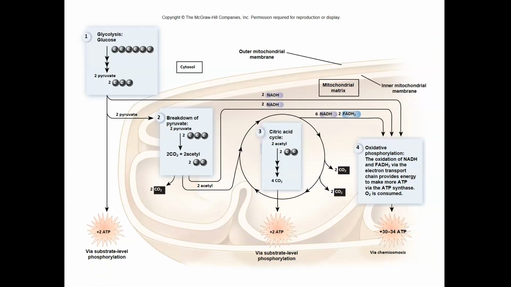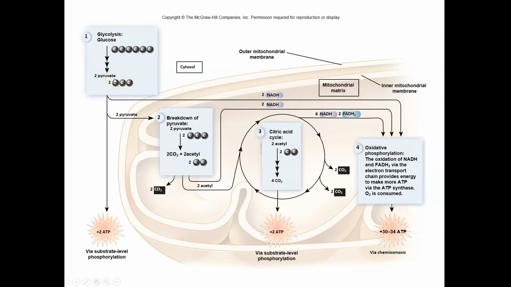All right, so we just did a lot together. We went through the breakdown of glucose, our 6-carbon molecule, into 2 3-carbon molecules known as pyruvate. In that process, we were able to generate 2 ATP as well as 2 NADHs, which are going to shuttle those electrons to the ETC.